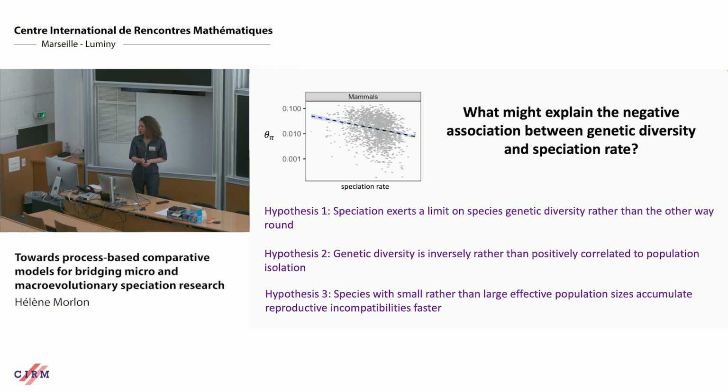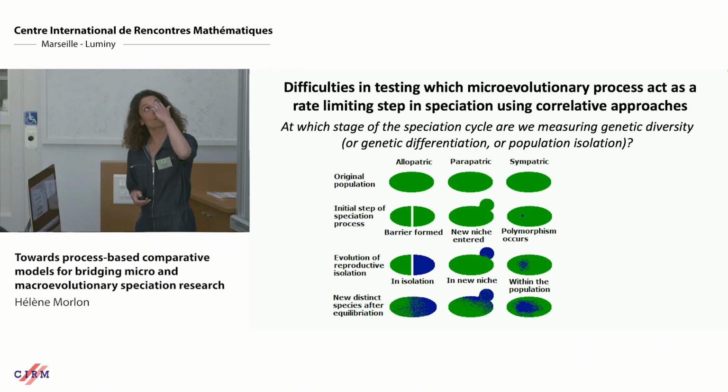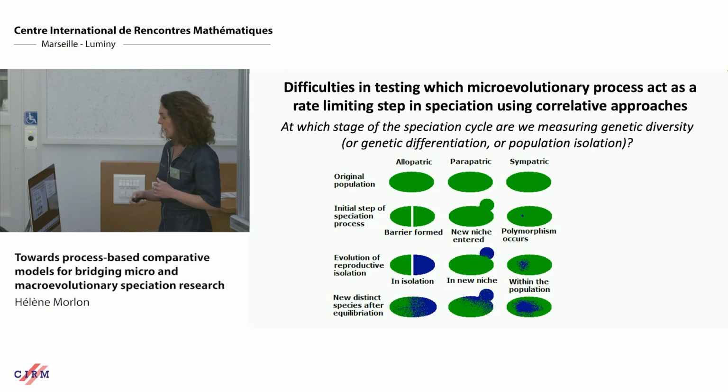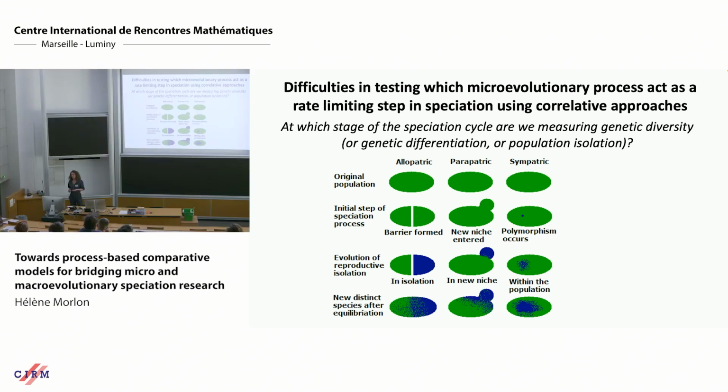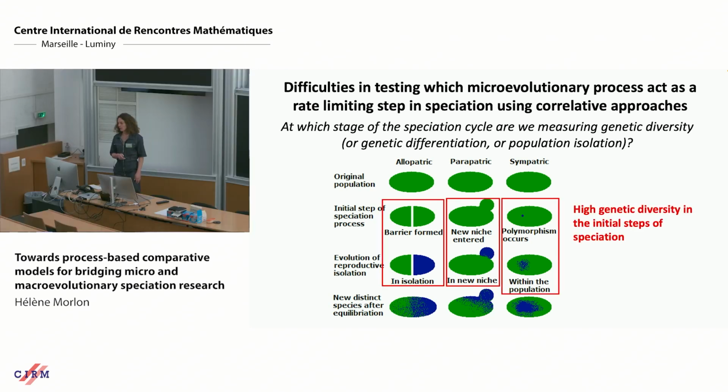It's also difficult to understand what the processes are that act as a rate limiting step with these correlative processes, because we don't know, when we measure something at present, which is what we do when we correlate present-day speciation rate with other intraspecific measures, at which stage of a speciation process we are.